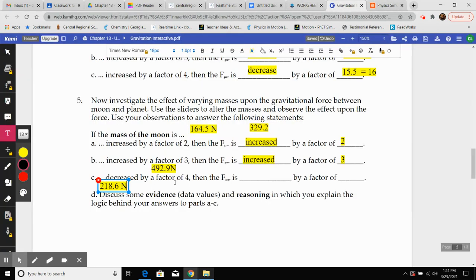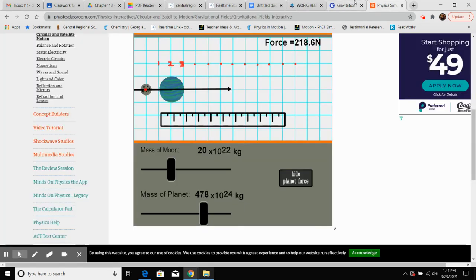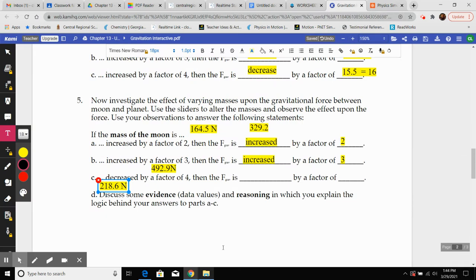218.6. Now, if I decrease it by 4, so I drop this down to 5 kilograms, I'm at 54.8. So let's go here, 54.8. And I'm going to do 218.6 divided by that number. And what does that come out to be? Nope, I'm sorry, I'm supposed to take this number. I guess I could technically. This guy over this guy comes out to be 3.99.